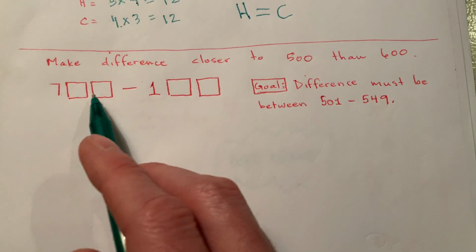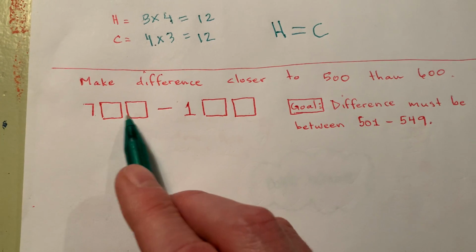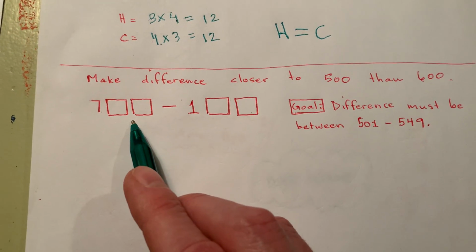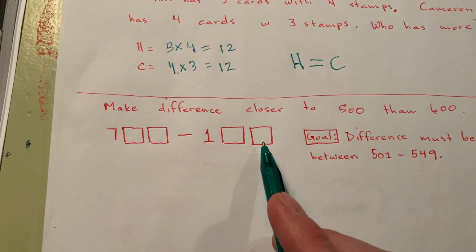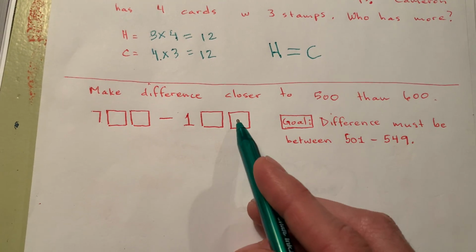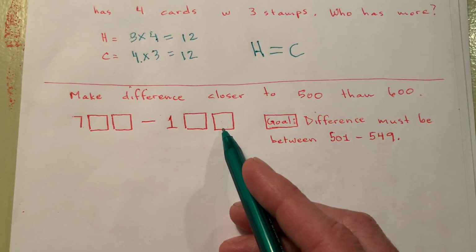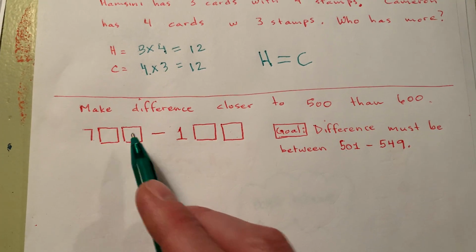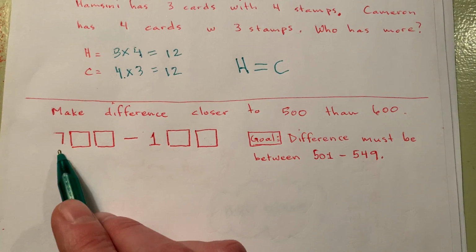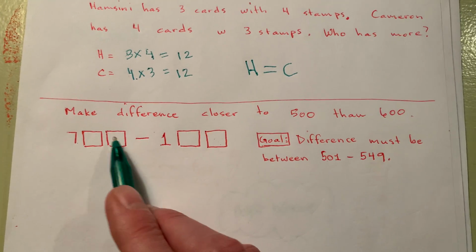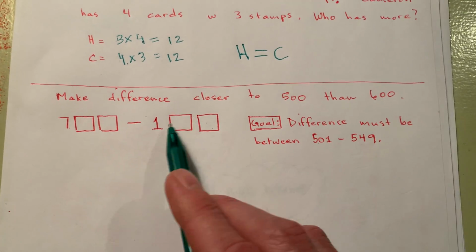But if I used 199 here, I could go all the way up to 749. 749 minus 199 would give me 550. And so I don't want to do that. I think the biggest number you can have here is probably going to be 748. 748 minus 199.